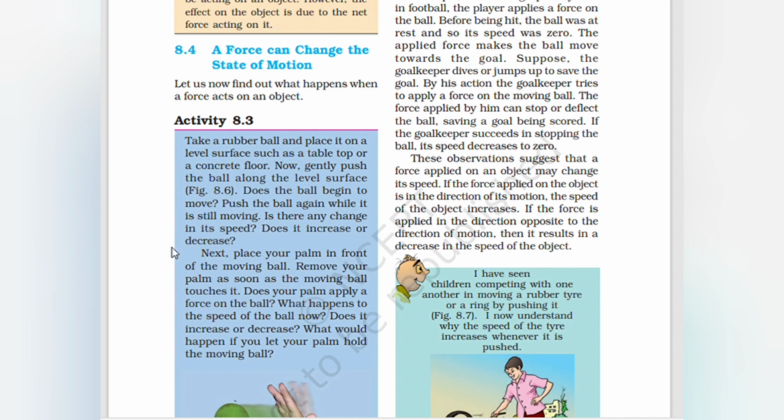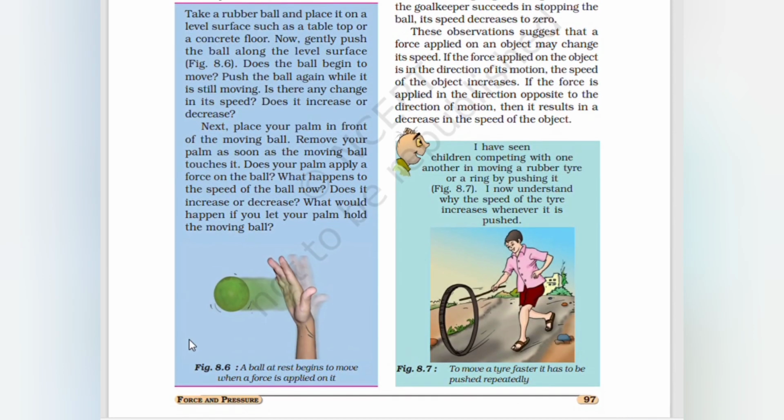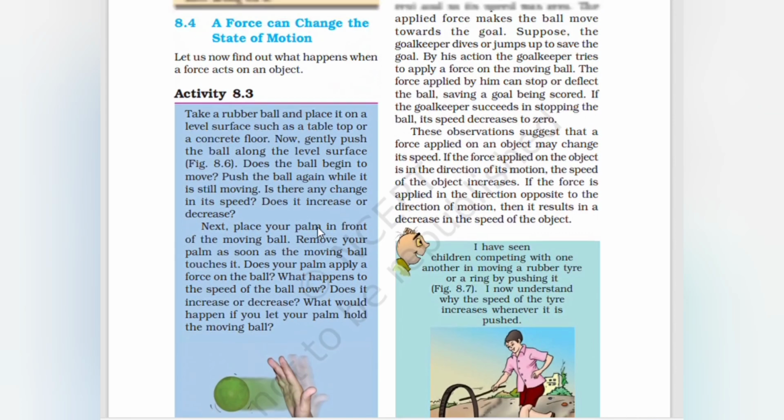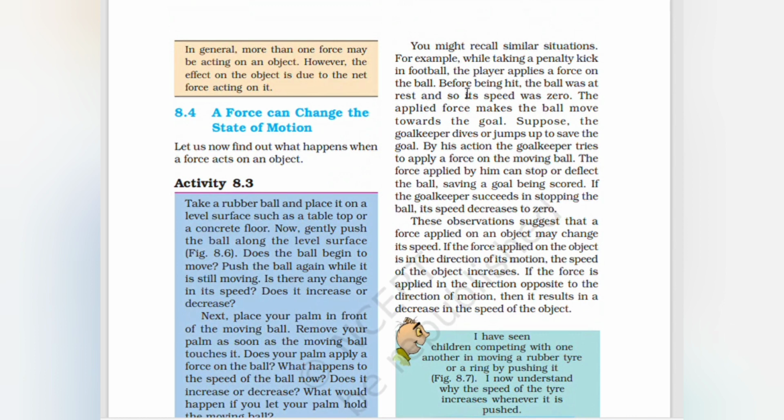Push the ball again when it is still moving. So we push it once more. Is there any change in the speed? Does it increase or decrease? Next, place your palm in front of the moving ball. Remove your palm as soon as the moving ball touches it. Does your palm apply a force on the ball? What happens to the speed of the ball now? Does it increase or decrease? What would happen if you let your palm hold the moving ball? It will stop.